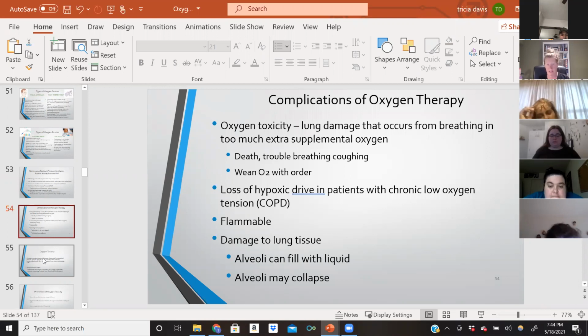It can be flammable, obviously, if you smoke or use any of those things we talked about a couple slides back. We can cause damage to the lung tissue, so the alveoli can actually fill with liquid, which can contribute and make your respiratory problems even worse. And then sometimes the alveoli can even collapse.